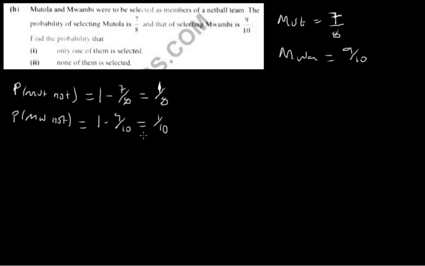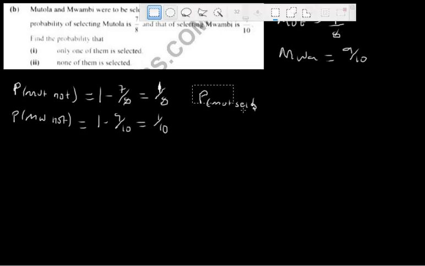Now, what is the probability of only one of them being selected? So for one of them to be selected, it means the other won't be selected. So we first start with the probability. To find the probability of one being selected, we say probability of Mut selected and not Mwambi. And okay, this will be a bit cumbersome, so let's do this.